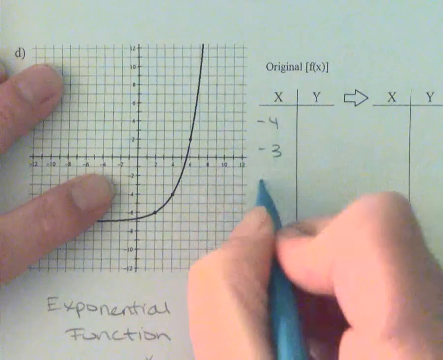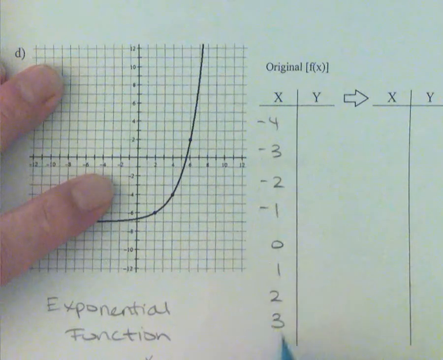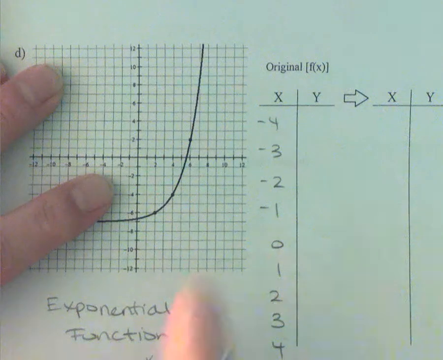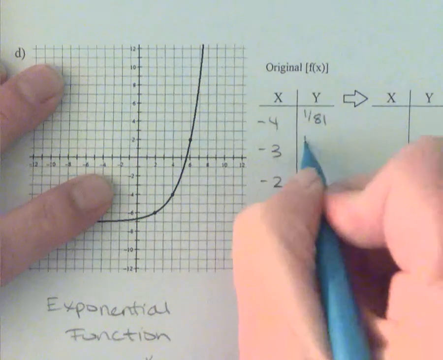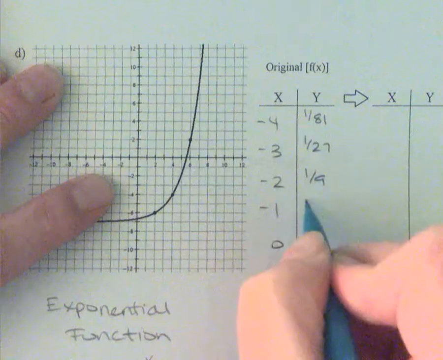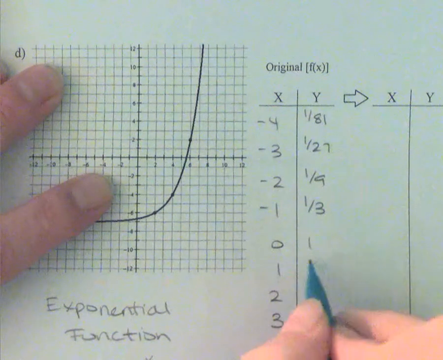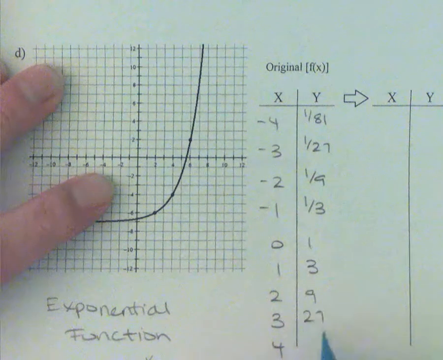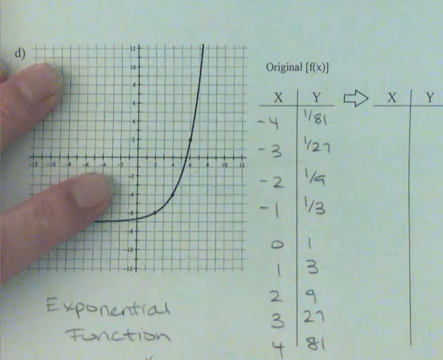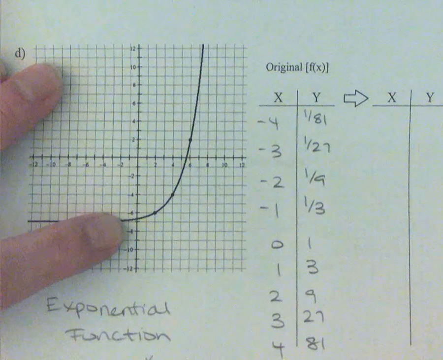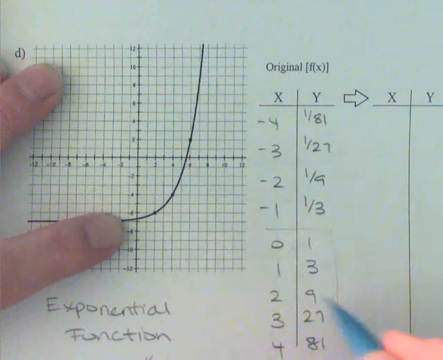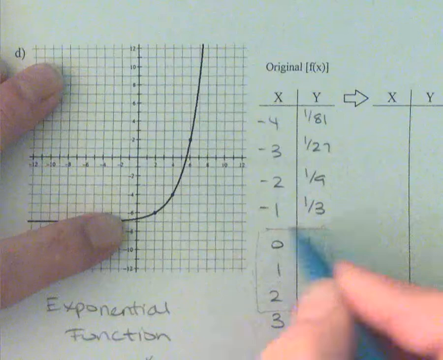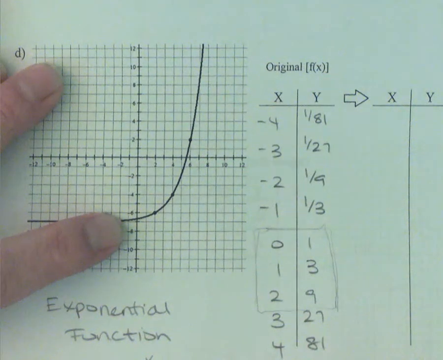I'm going to do an original table for 3 to the x. So I'm going to do negative 4 to plus 4. So 3 to the negative 4 is 1 over 81. I get 1 over 27, 1 over 9, 1 over 3, 1. And then I get 3, 9, 27, and 81. In my transform table, I only have 3 values. And it's the 3 values that are whole numbers at the first set of whole numbers. So that would mean it would match only these 3 points here. So those are the only ones I'm worried about.